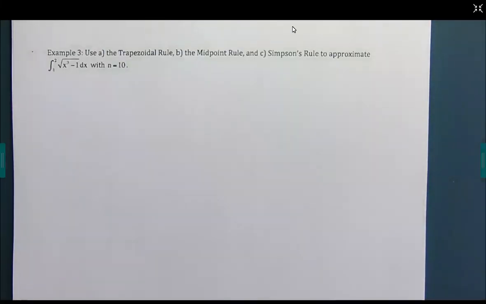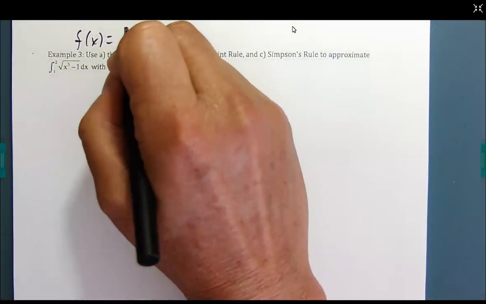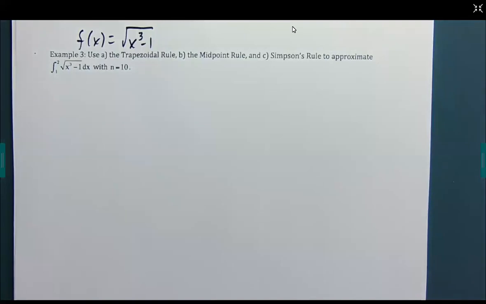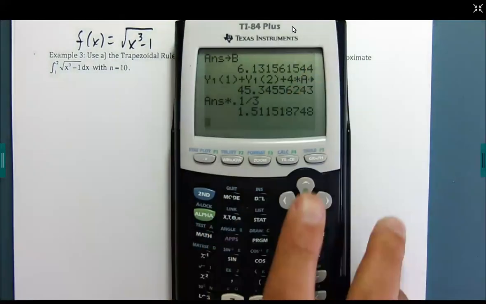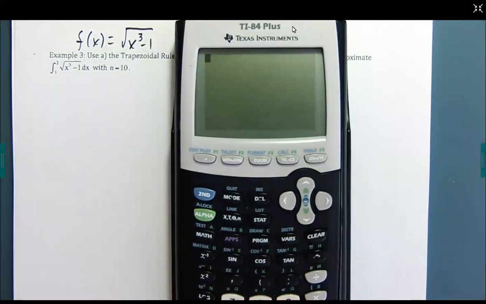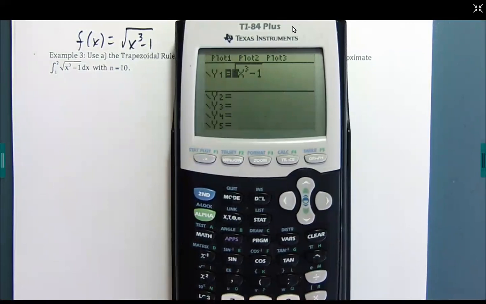All right, here is our last problem. We are going to integrate this function here. So f of x in this case is the square root of x cubed minus 1. And what I'm going to do to start out with this one, and this is going to be more of a calculator lesson than it is anything else, is I'm going to go to y equals, and you can see I typed in the square root of x cubed minus 1. I want to make sure that that matches.